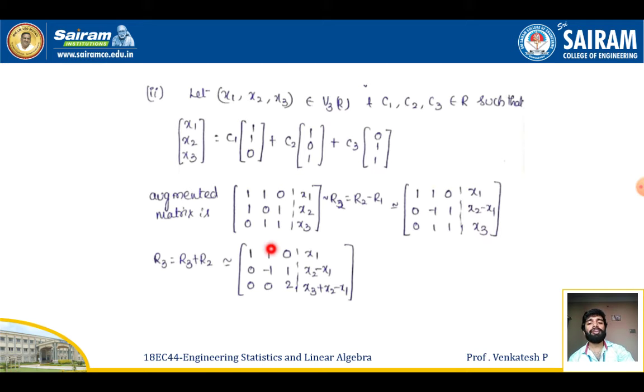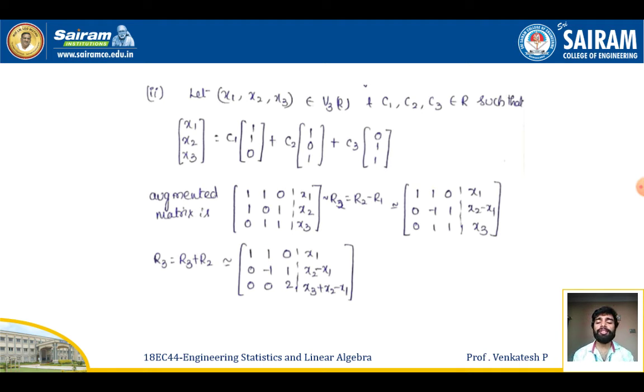So I'll be getting the matrix 1 1 0 x1, minus 1 1 x2 minus x1, 0 0 2 x3 plus x2 minus x1. So from this last one, I can say that 2c3 is equal to x3 plus x2 minus x1. So c3 is equal to (x3 plus x2 minus x1) by 2. So once I got the value of C3, I can replace the value of C3 here. I can find C2. Similarly, if I replace the C2 value here, I'll be getting the C1 value.